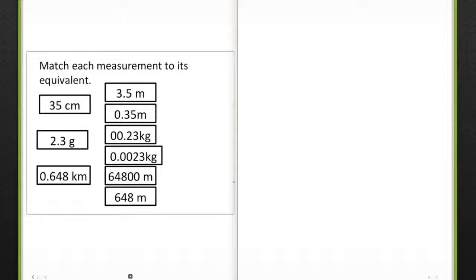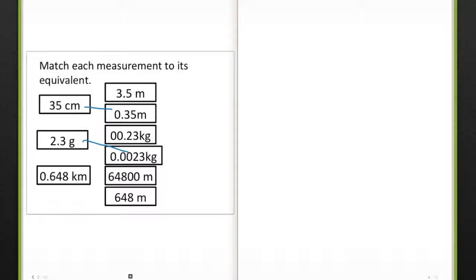Match each measurement to its equivalent. 35 centimetres. Well, the first choice I've got is 3.5 metres, and I know 1 metre is 100 centimetres, so that can't be right. So it must be this one. 2.3 grams. To change it into kilograms, I need to divide it by 1,000. So 2 would become 0.2, then 0.02, then 0.002. So it's this one.